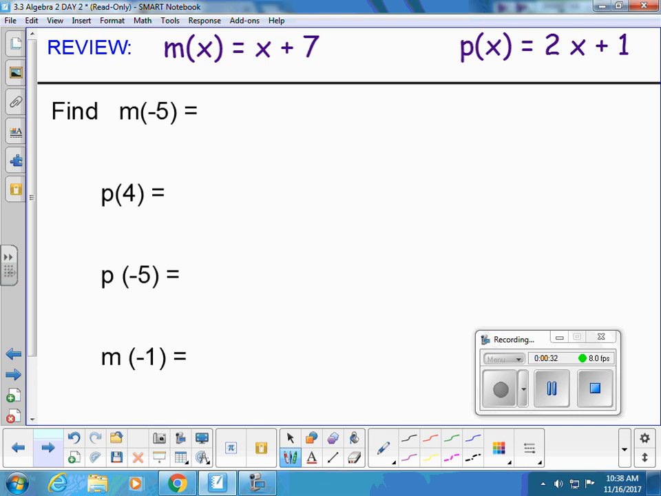Basically right here I've got a function m. Function m equals x plus 7. That's the part of the function you would be using, just the right-hand side. And then this is function p. P of x equals 2x plus 1. This is the side you'd actually be using to do your calculation.